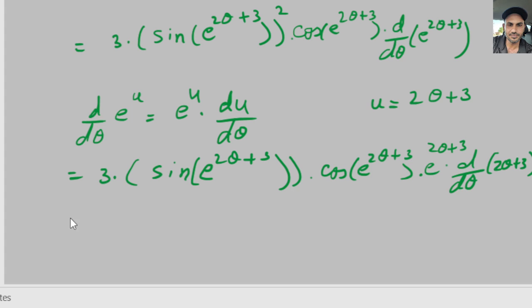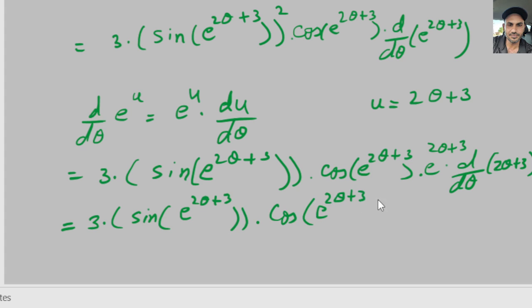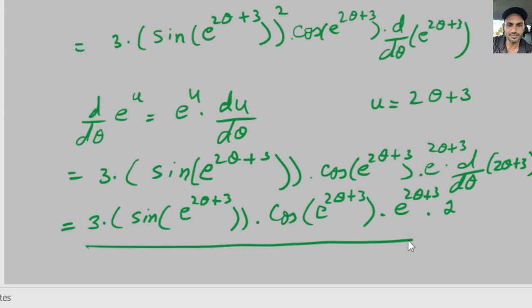Okay, so now in the final step, I'm going to take the derivative here. So we have 3 times sine of e to the 2 theta plus 3 times cosine of e to the 2 theta plus 3 times e to the 2 theta plus 3 times the derivative of 2 theta, which is going to be just 2, and the derivative of 3 is going to be 0, so we just got 2. So this is going to be our final answer for this problem.